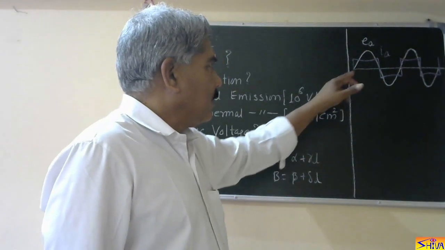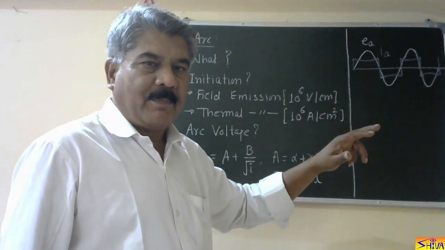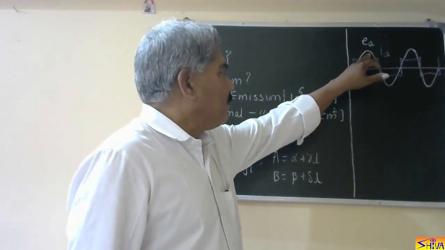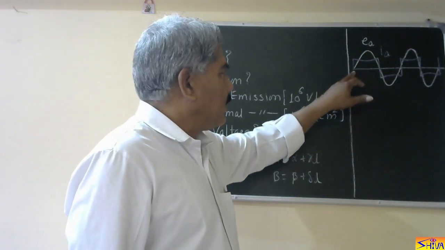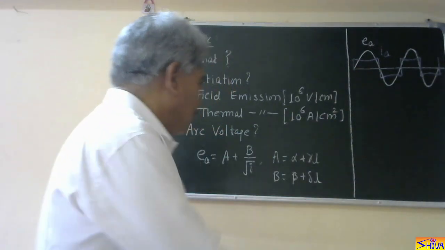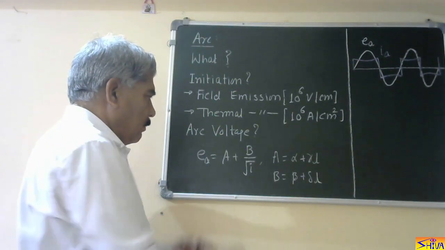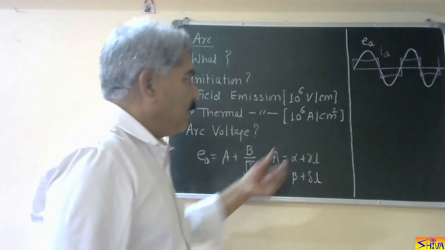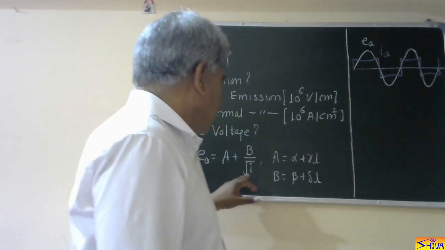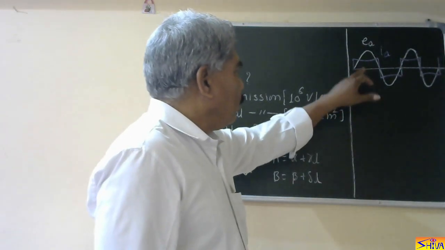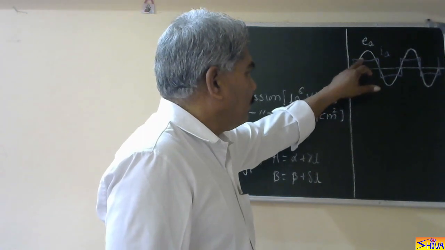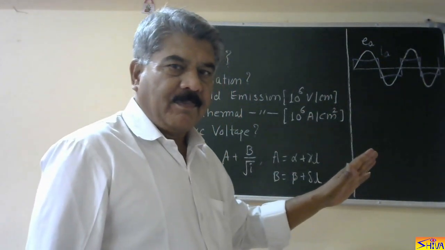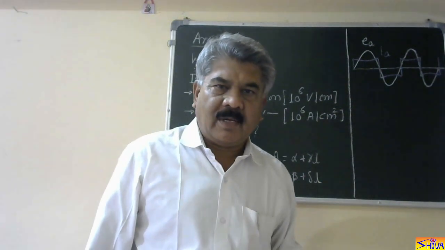Second thing is, this arc has a negative volt ampere characteristic. Negative volt ampere characteristic means when voltage is maximum, current is minimum. When voltage is zero, current is maximum. So that is observed from this equation also. Here EA is A plus B upon root of I. So when current is maximum, voltage is minimum, and when current is minimum, voltage is maximum. So arc is resistive in nature and it has negative volt ampere characteristic.